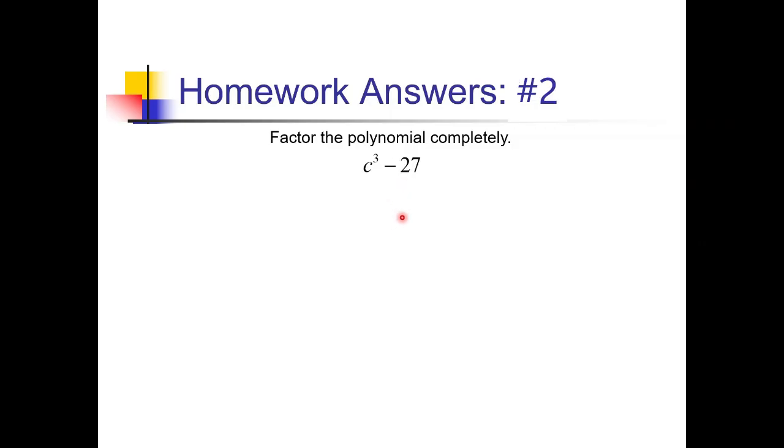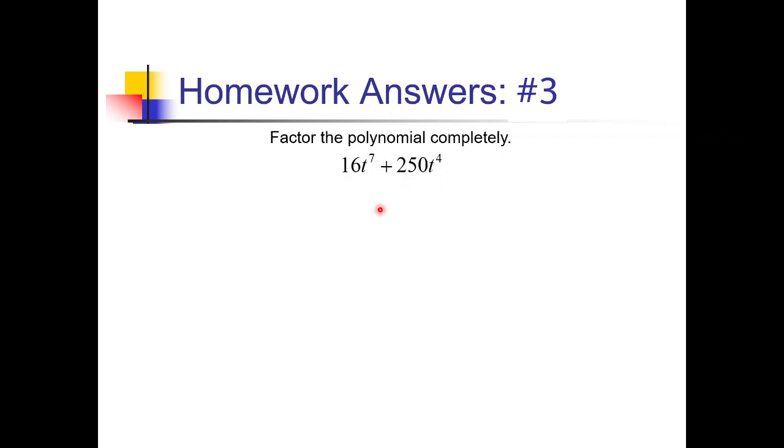For this problem, I notice I have a difference of two perfect cubes. 27 is 3 cubed. So I can use my perfect cube shortcut for a cubed minus b cubed. That's going to be a minus b, a squared plus ab, and then plus b squared. So to get my a value, I have to take the cube root of c cubed, which is just c. For the b value, I need the cube root of 27, which again is 3, so minus 3 here. A squared then is just going to be c squared, plus ab is going to be plus c times 3, so plus 3c. And then b squared is 3 squared, so that's plus 9.